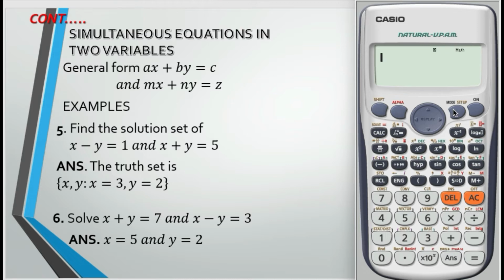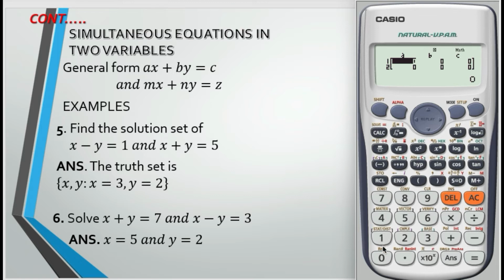So press mode, equations, and the first one is quadratic equation in 2 variables. When it is in 3 variables, we use the 2, but this one is in the 2 variables, so I use the 1. So hit on the 1 and it's set to go. Now you type in the coefficients of the various variables.